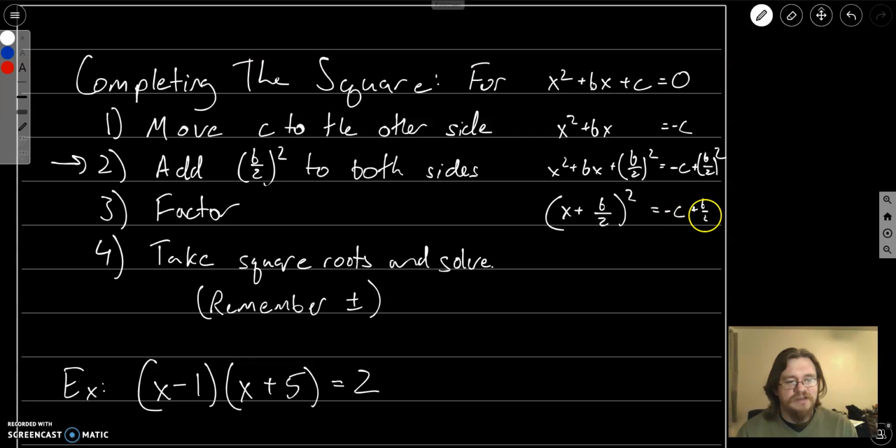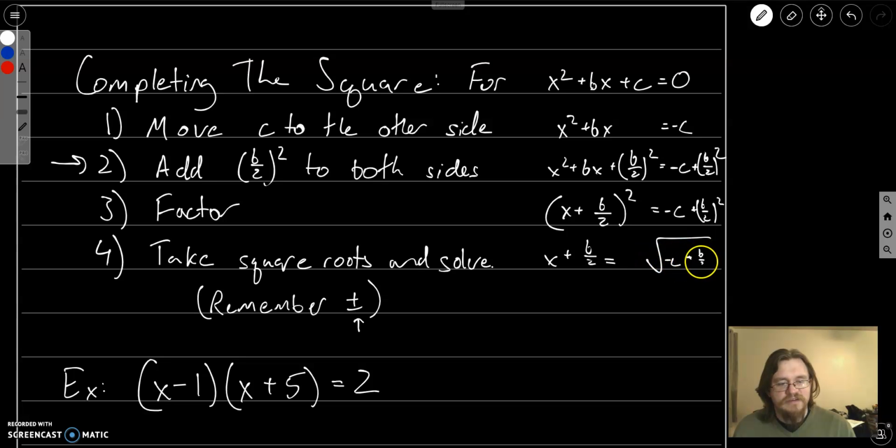So then we get the other side. And then we can take square roots and solve. But we do have to remember to take plus or minus here. So if I take the square root of both sides, I'm going to get x plus b over 2 equal to the square root of all of this. And then we'll have the positive root and the negative root. In the question, this will be a little bit simpler to solve.